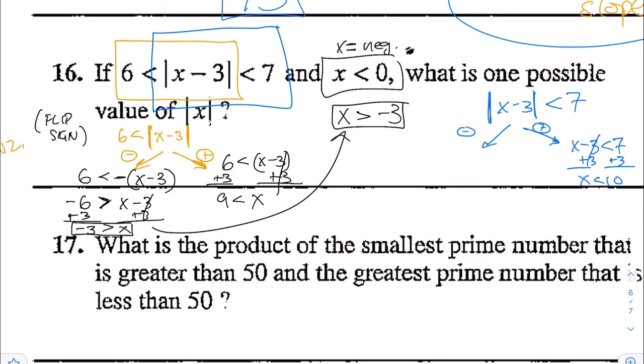And then for the other case, you have negative, so you know that negative of x minus 3 has to be less than 7. You can divide by -1, but remember to flip the sign here. And if you add 3 to both sides, you get that x has to be greater than -4.